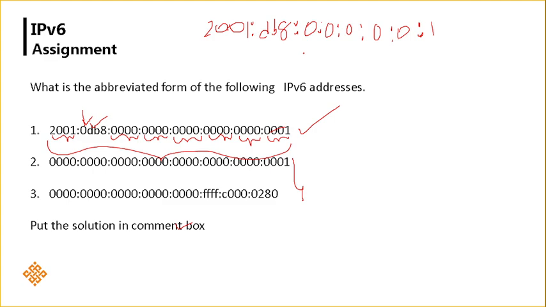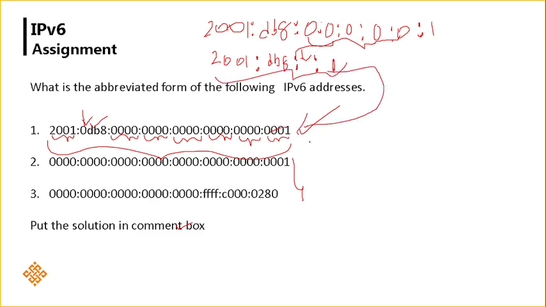According to the third condition, you can see there are continuous zeros here till here. So what I can write now is 2001, colon, DB8, colon, and all these zeros I will replace with one more colon. So this is the gap where there are continuous zeros, and then 1. So this is the simplified form of this IPv6 address.